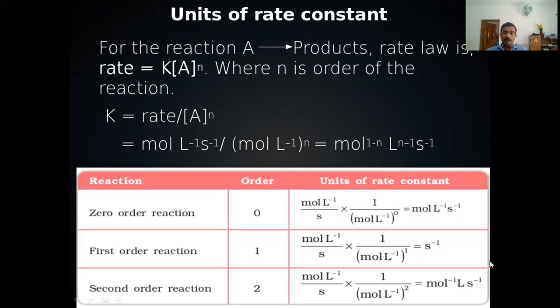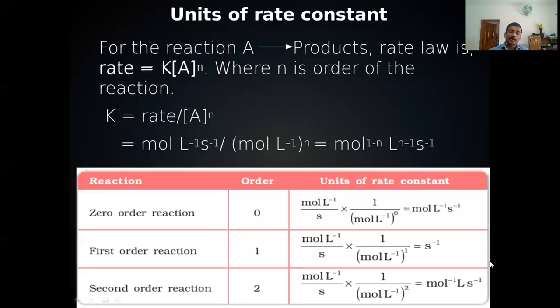Second order reaction, N is equal to 2. Mole raised to 1 minus 2, that is minus 1. L raised to 2 minus 1, 1. Second raised to minus 1. So what is the unit? Mole raised to minus 1, liter, second raised to minus 1. And from the unit, we can find out the order of the reaction.